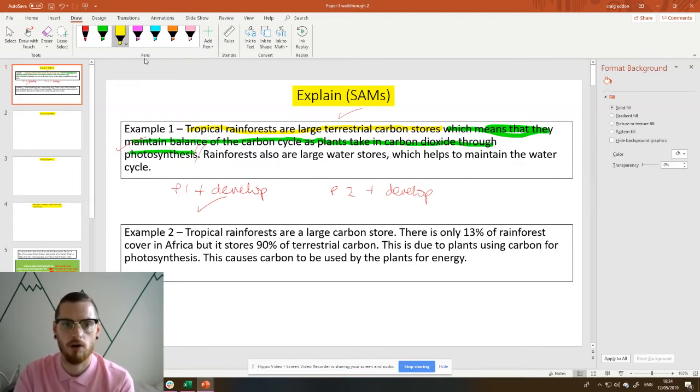And here it is. We now have rainforests also are large water stores, which helps to maintain the water cycle. Now, this isn't a proper development. It's not fully developed. I'm not really getting much development from the which helps to. So I would say that this was just 1 point. What this person's done is they've done one developed point, but they've got a second point, but it's not fully developed.